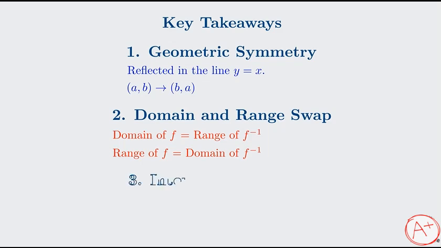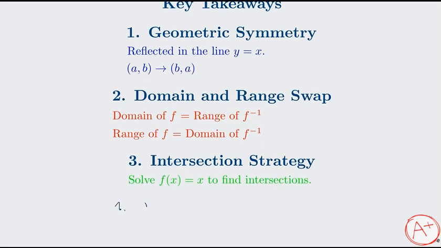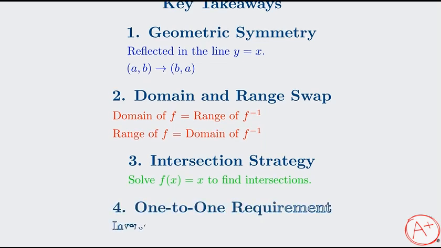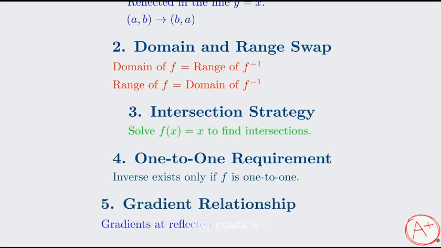To find the intersection points of a function and its inverse, simply solve the equation f of x equals x. This avoids complex algebra and saves valuable time during the examination. An inverse function only exists if the original function is 1-to-1. For quadratic functions, this usually requires restricting the domain to one side of the vertex. The gradients at reflected points are reciprocals. If the gradient of f of x is m, the gradient of the inverse at the corresponding point is 1 over m.